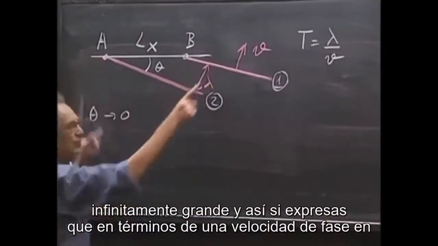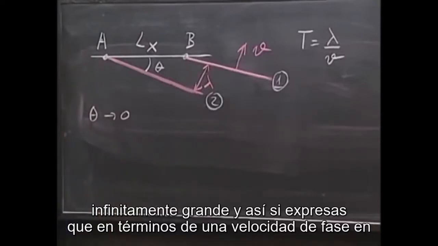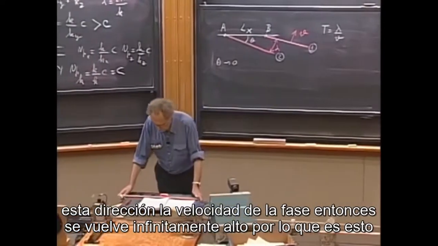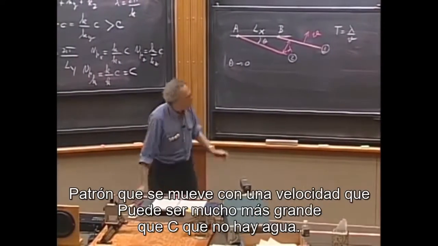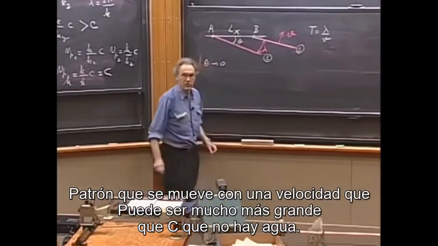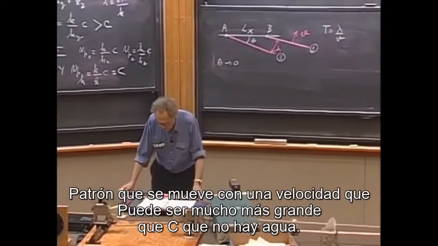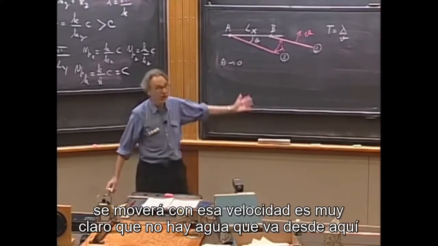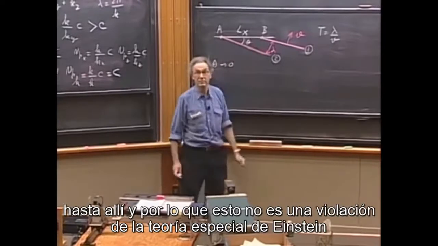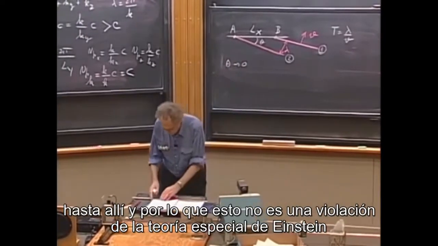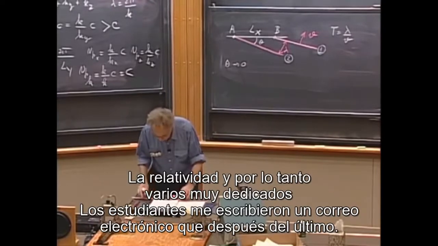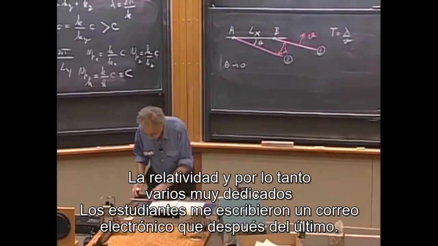So that means that in that case, when theta is 0, this L of x becomes infinitely large. And so if you express that in terms of a phase velocity in this direction, the phase velocity then becomes infinitely high. So it is this pattern that moves with a velocity that can be way larger than c, but no water will move with that velocity. It's very clear. There's no water going from here to there. And so this is not a violation of Einstein's theory of special relativity.